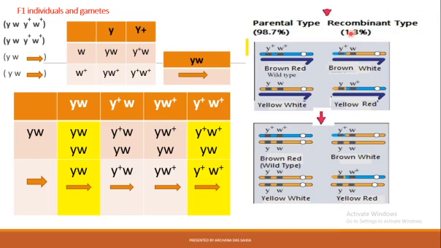So we can find out by taking out the percentage. The lesser the recombinant types, the more the parental types, that is, the tendency of linkage is higher in these.